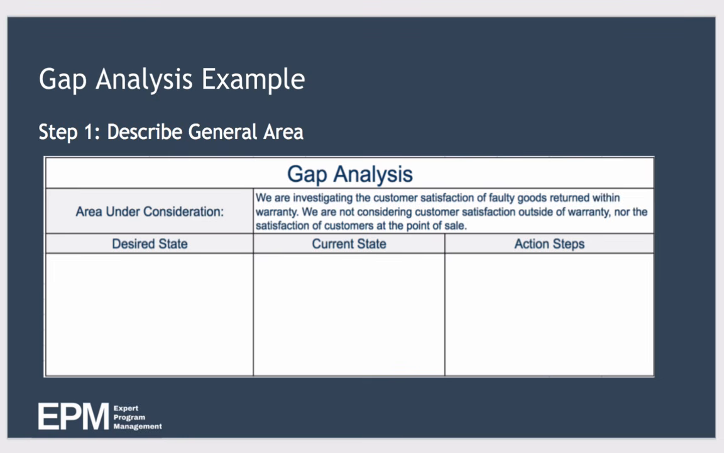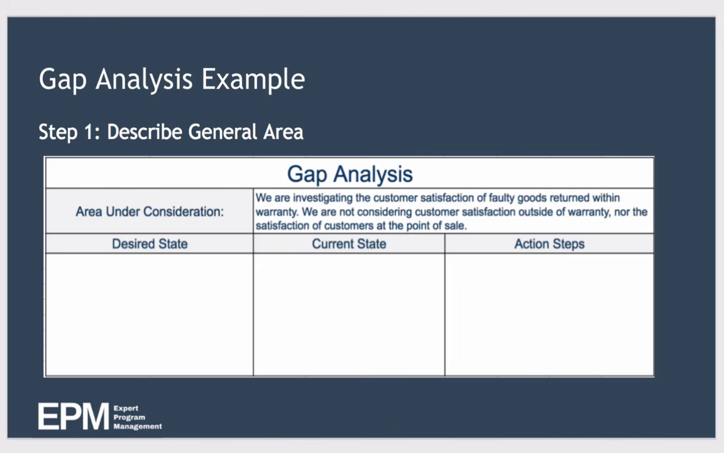So let's look at a simple example to bring this to life. Now, for the purpose of this example, suppose we work for an electronics company and we're investigating the customer satisfaction of customers who return faulty equipment to us within warranty for repair. Now, the first step is to describe the general area we are investigating. So you can see that in the diagram here. We are investigating the customer satisfaction of faulty goods returned within warranty.